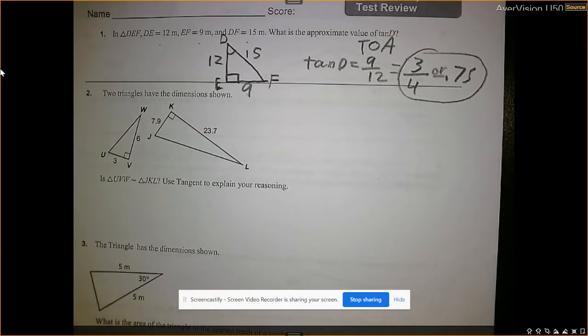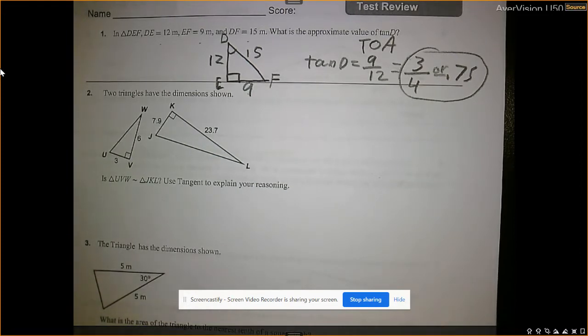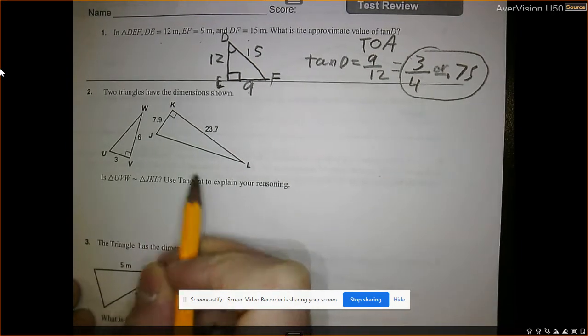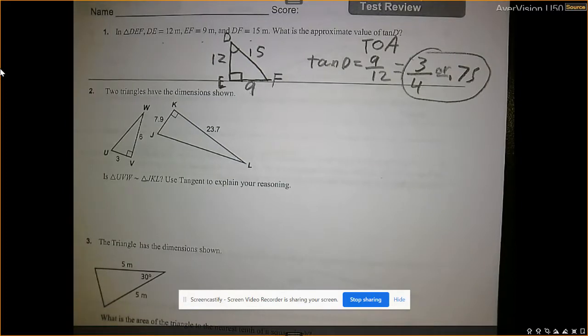Okay, moving on down. Again, I am also going to go a little bit fast, it may seem at times, but that's because you're just using it to check answers and hear that explanation, and you have the ability to pause, slow it down, rewind, stuff like that. Okay, here we're trying to figure out if these two triangles are similar, and we want to use tangent to find that out.